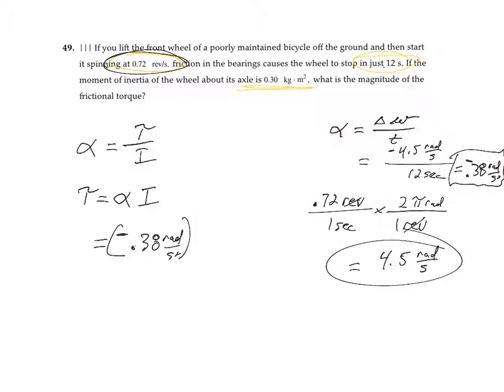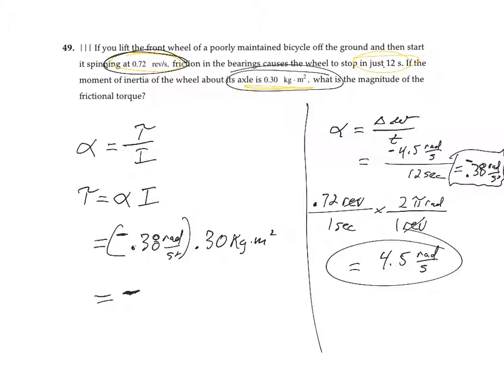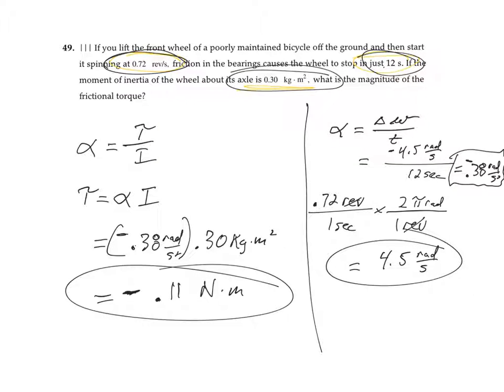Need to multiply that by the moment of inertia, which they gave us up here, of 0.30 kg times m squared. Why is it negative? Because the frictional torque is going to be acting opposite of motion, so it's slowing down. Throw those two numbers in your calculator. You should get about a 0.11 Newton meters, which probably makes sense if it happened in 12 seconds.